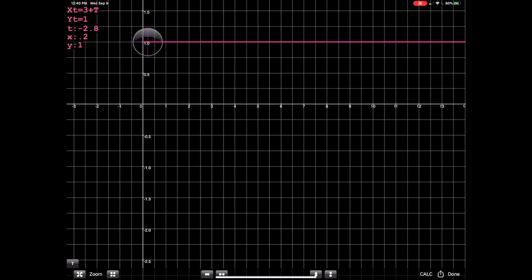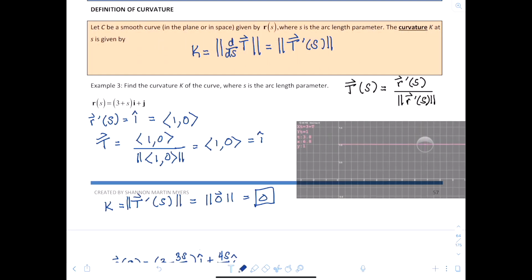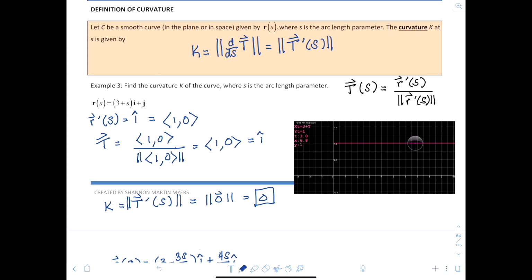And now, if we trace, do you see that it just keeps going on? It's never going to bounce back on itself. Okay? So as you can see, there is no curvature, and so that 0 curvature makes sense.